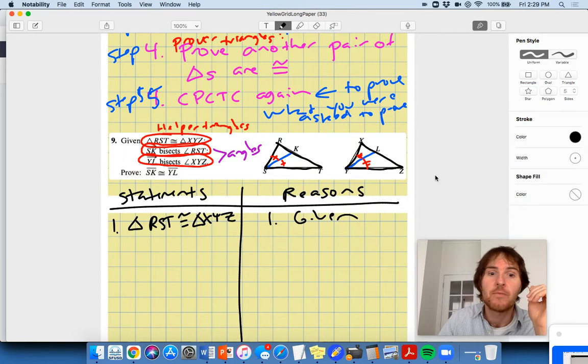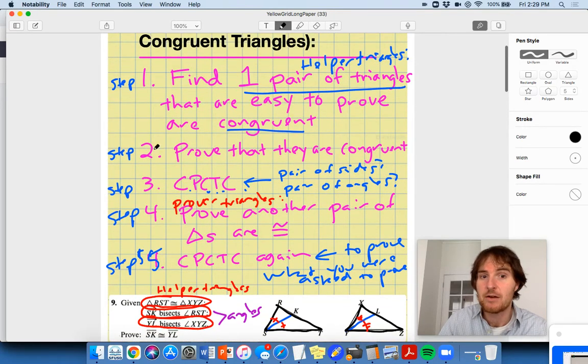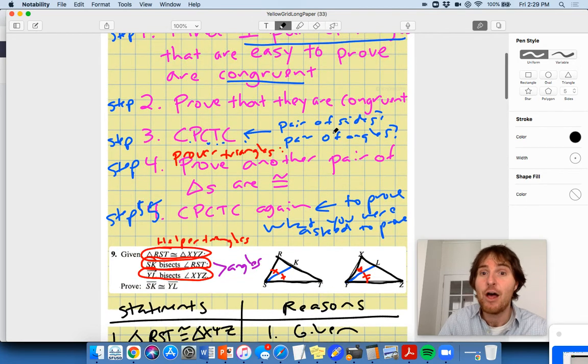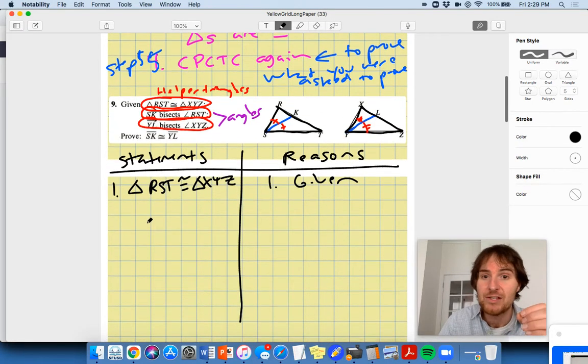So step 1, get the triangles congruent. And then you start thinking about this, right? Prove that they're congruent. So step 1 and step 2 are taken care of for you. Step 3, CPCTC. How is CPCTC going to help us, finding a pair of sides, a pair of angles, what things we know are congruent, how's that going to help us get our prover triangles proving congruent? So let's check it out here, because there's a variety of ways we can do this.